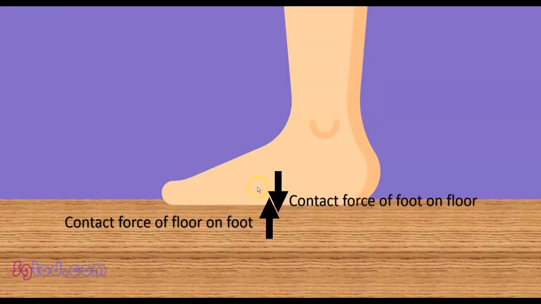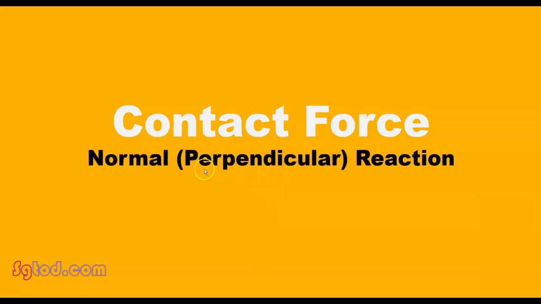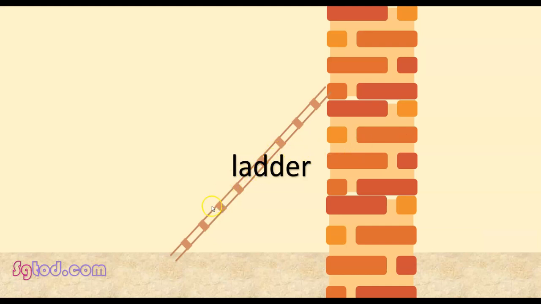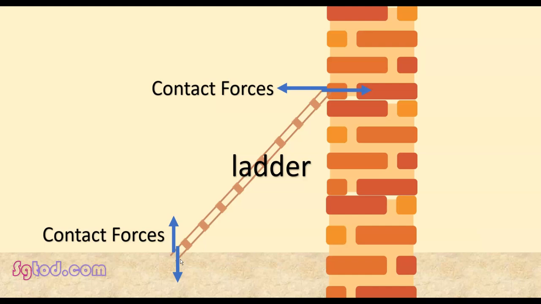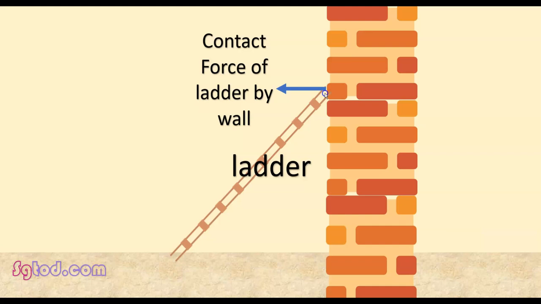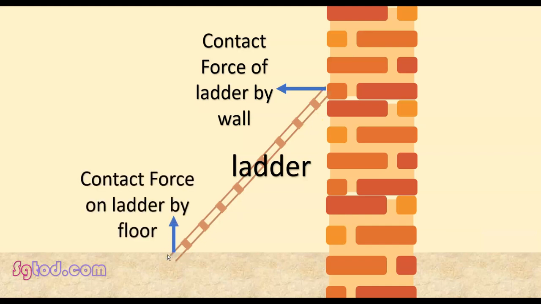Contact force exists when two objects touch each other. Contact force is sometimes called the normal reaction force. Normal here means perpendicular. Contact force always acts at right angles to the surface which produces it. In this slide, the ladder is supported by the floor and leaning against the wall. Hence, there are contact forces at the wall as well as on the floor. If you are asked how many contact forces are acting on this ladder, the answer is there are two contact forces acting on the ladder. One is at right angles to the wall and another is at right angles to the floor.